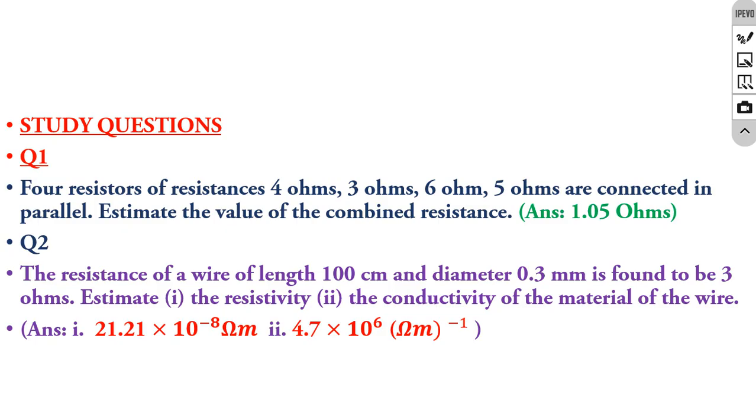This one says the resistance of a wire of length 100 cm and diameter 0.3 mm is found to be 3 ohms. Estimate the resistivity and the conductivity of the material. The solution is written here as well, and the expressions to use were listed in this tutorial, though I didn't solve something on this, but I would like you to give a try as well.